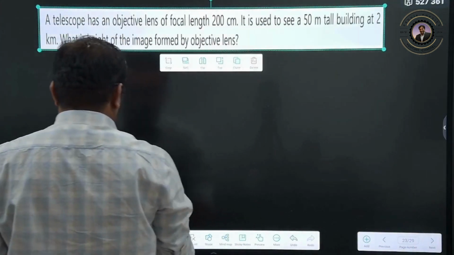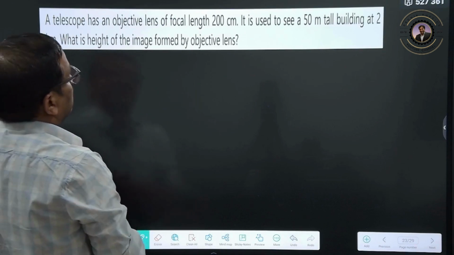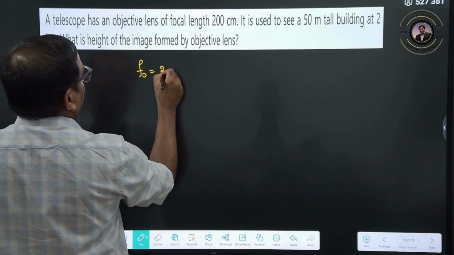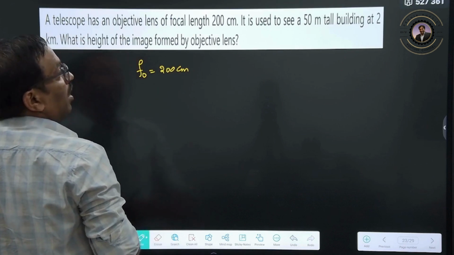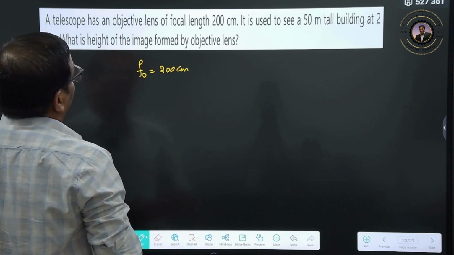Here, a telescope has an objective lens whose focal length is given as 200 centimeters. It is used to see a 50-meter tall building at a distance of 2 kilometers. What is the height of the image formed by it?